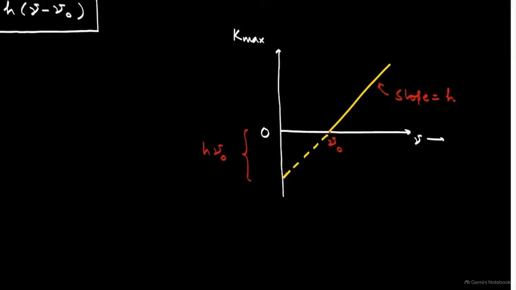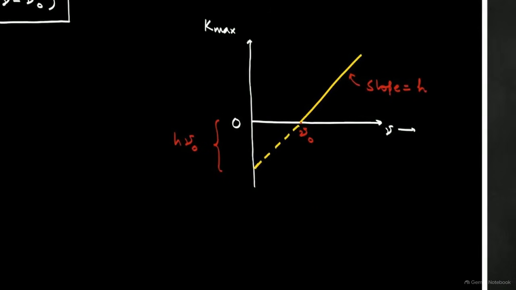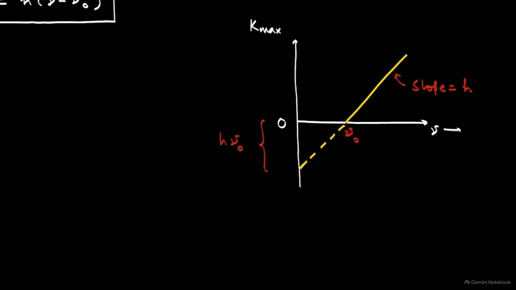This is a graph plotting the maximum kinetic energy on the y-axis against the incident frequency on the x-axis. Looking closely at the intercepts, the exact point where the solid yellow line crosses the x-axis represents the threshold frequency. If we extrapolate the line backwards down the y-axis, the intercept gives us the negative value of the metal's work function. The slope of this line represents Planck's constant.